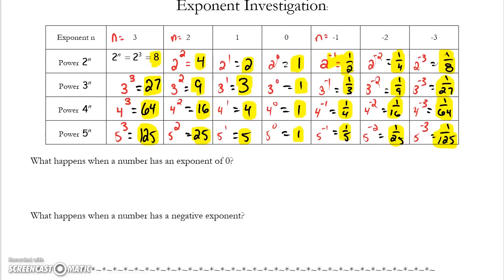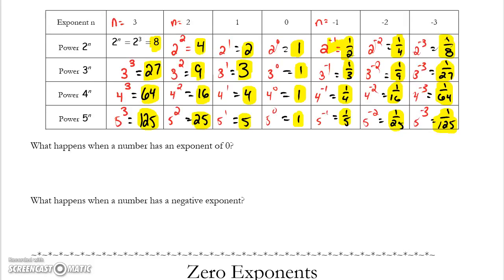This illustrates two of our major exponent properties that we're going to study today. First of all, if you take a look at this table, what happens when any of these numbers have an exponent of 0? That's right. An exponent of 0, every time that's this column here, our answer is 1. Anything to the power of 0 equals 1.